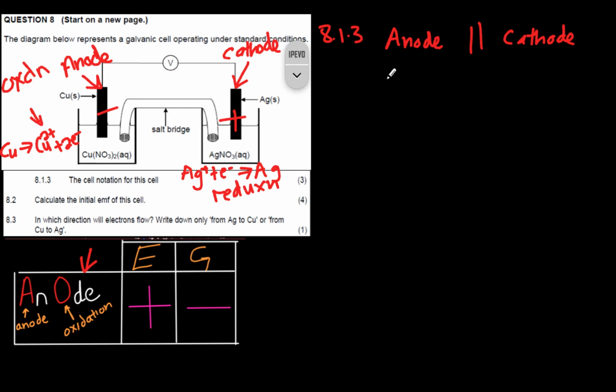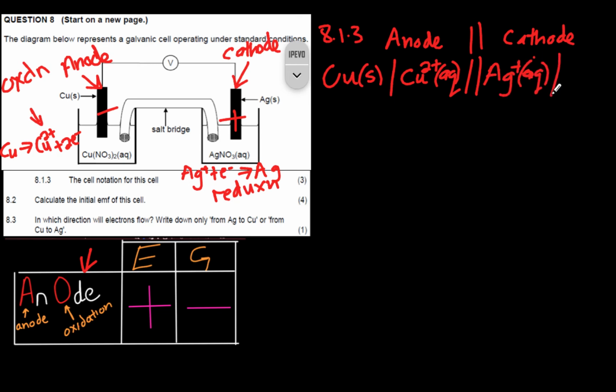So now let's write our cell notation. We're going to start with the anodic reaction, which is copper. So it's going to be copper solid, separated by a phase line, and then it changes to copper 2 plus, which is aqueous, in water, and then they're separated by a salt bridge. And then the other side, the cathodic reaction, which is a reduction, is going to be silver aqueous, then separated by a single line, and then the other side is silver solid. So this will be our cell notation.